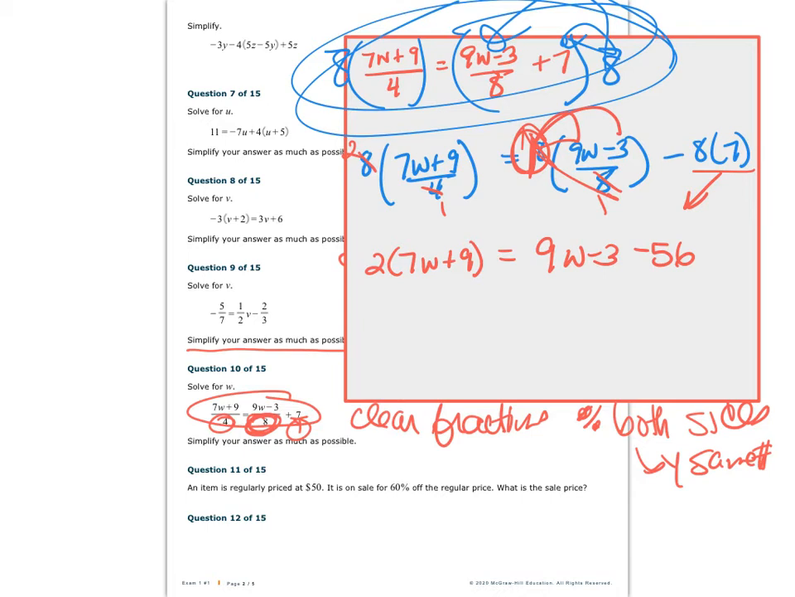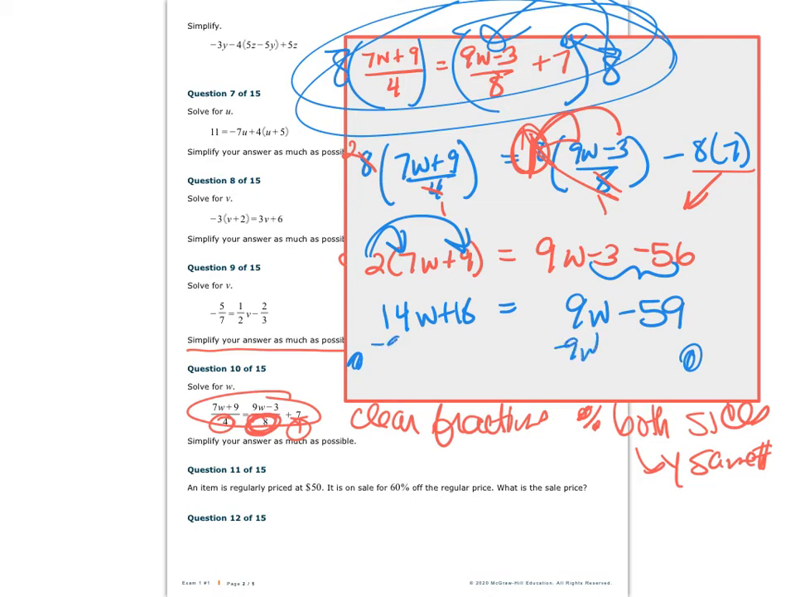So let's do a few things all at the same time. Let's distribute in the 2, so you get 14w plus 18 equals, and then let's combine this, 9w minus 59. Let's bring the w terms to the left side and the non-w terms to the right side. So we're going to subtract 9w from both sides.